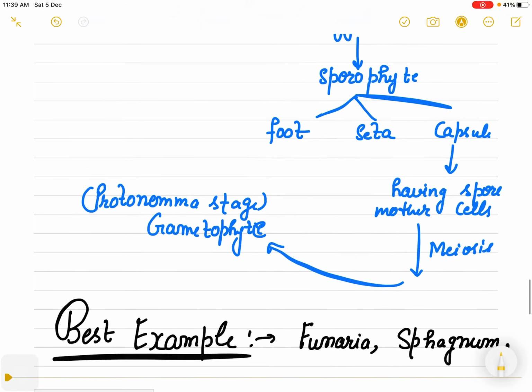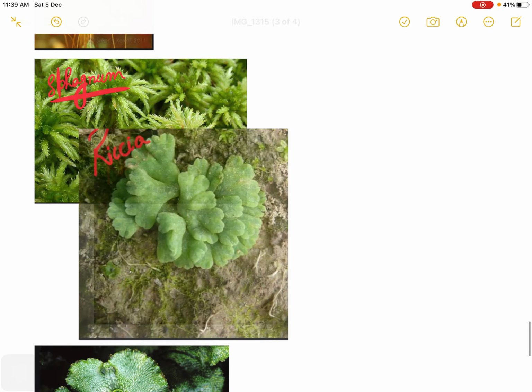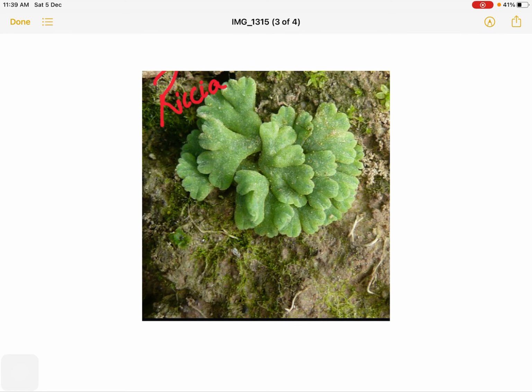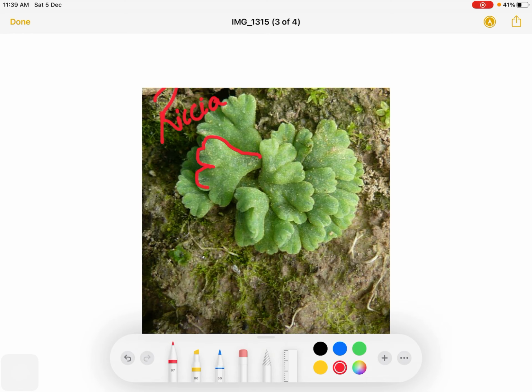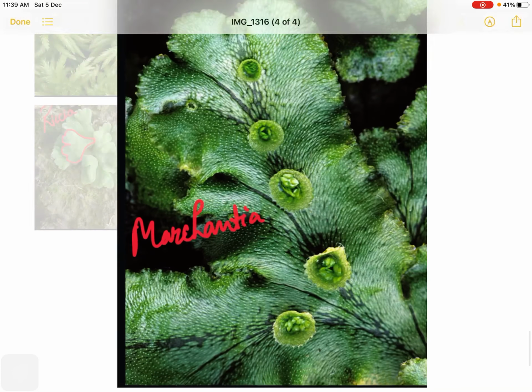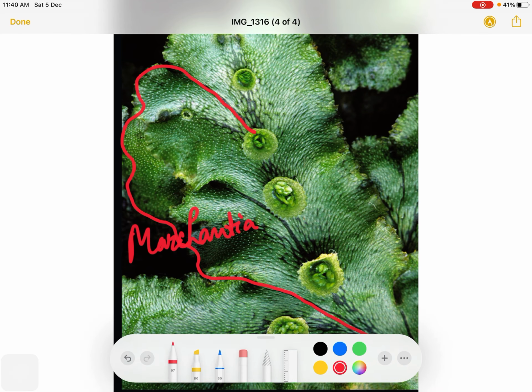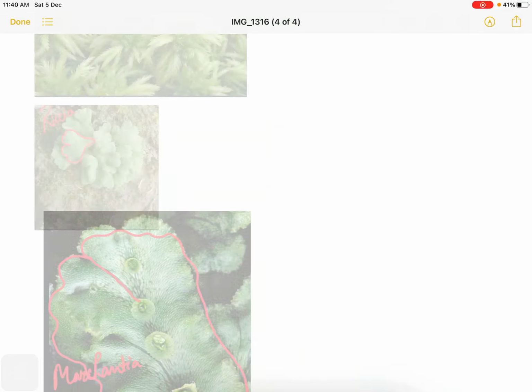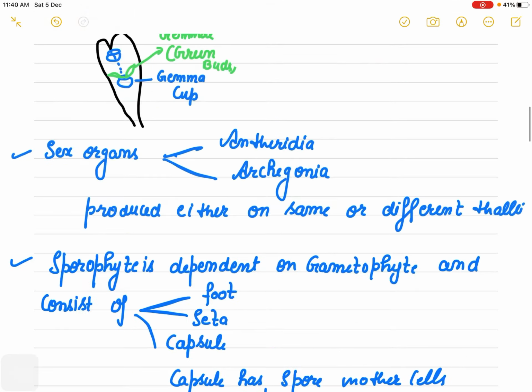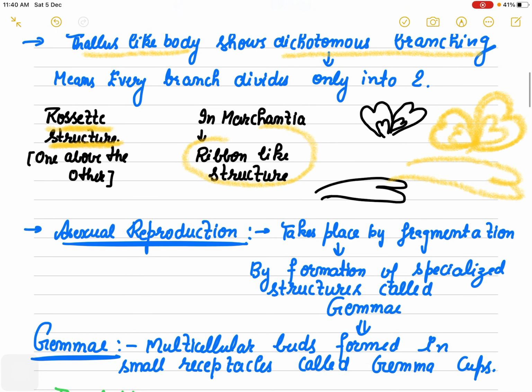I show you one very beautiful picture. As you can see, this is Riccia. Just look, this is called dichotomous branching, one, and then it is two, right? This is called a rosette kind of arrangement. And look at Marchantia, it is long, not width-wise, it is a long, ribbon-like structure. This is the one, and this is the second one. This is called dichotomous branches. Beautiful structures these both bryophytes have, and these are the liverworts.